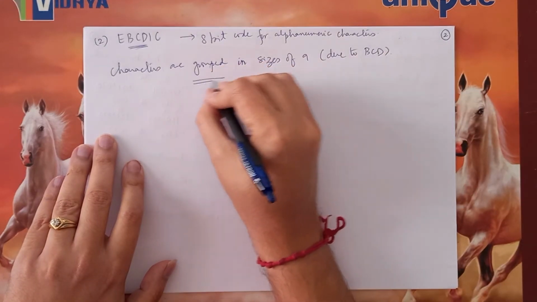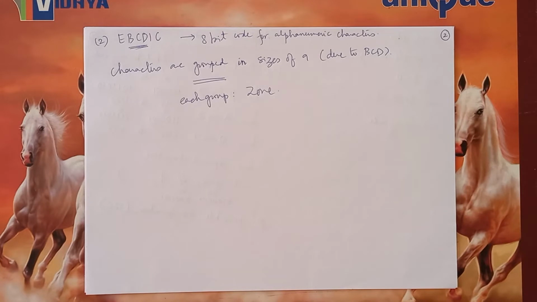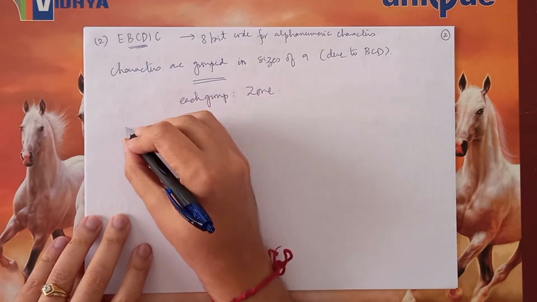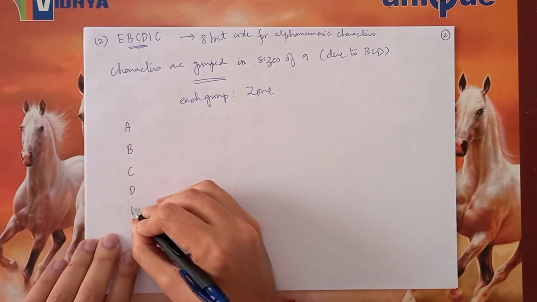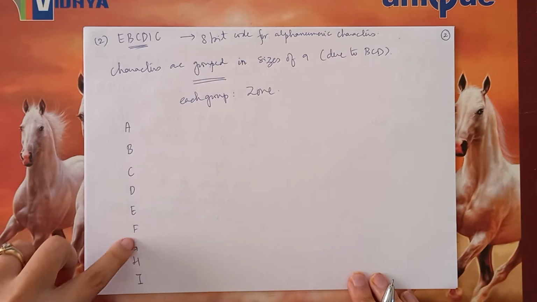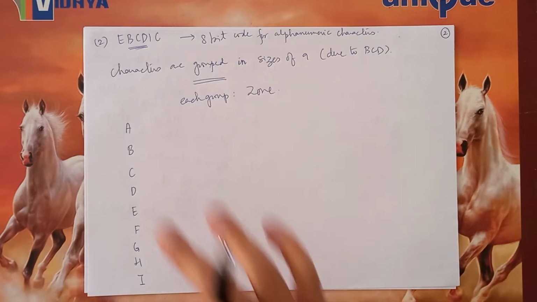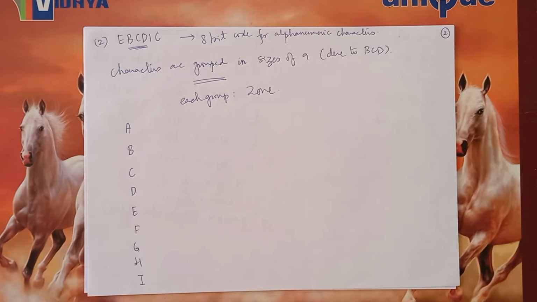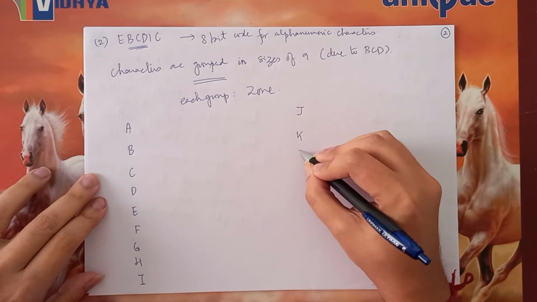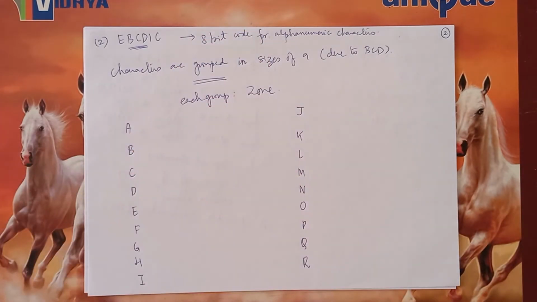So each group is called a zone. Okay. So let us say, for example, I have the uppercase letters A to I. There are 1, 2, 3, 4, 5, 6, 7, 8, 9 letters over here. So this will form one zone. Then let us say J, K, L, M, N, O, P, Q, R. This will form another zone because there are 9 letters.